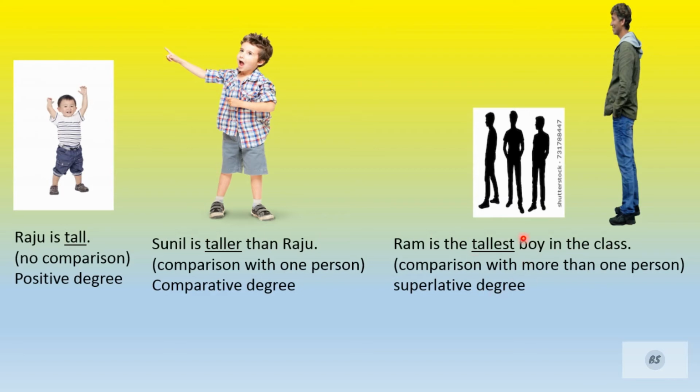So what did I use? EST form. If I don't compare, simply I'll give an adjective, tall. But if I compare with one person, taller. If I compare with more than one person or thing, then it will be superlative form. So this is how the adjective is used.